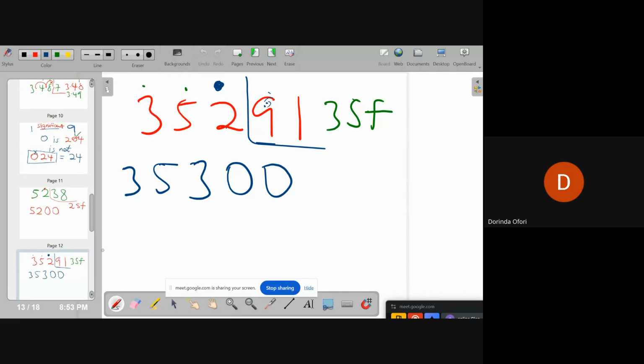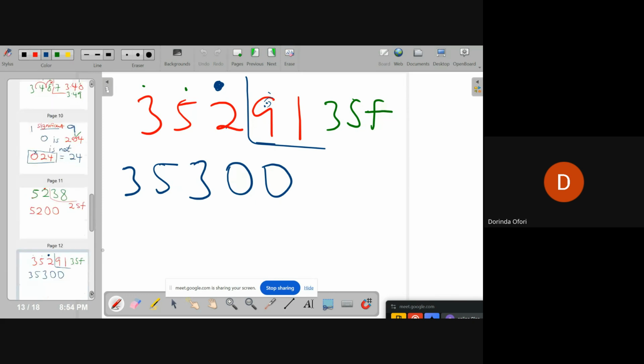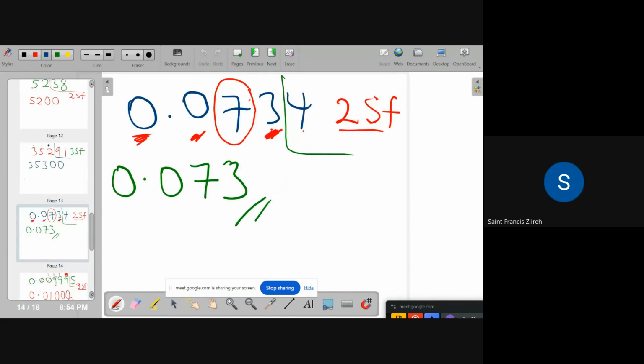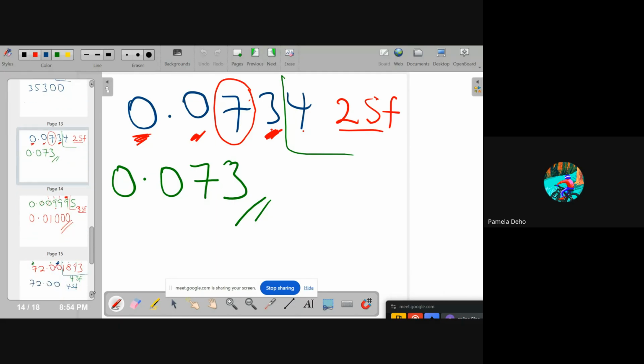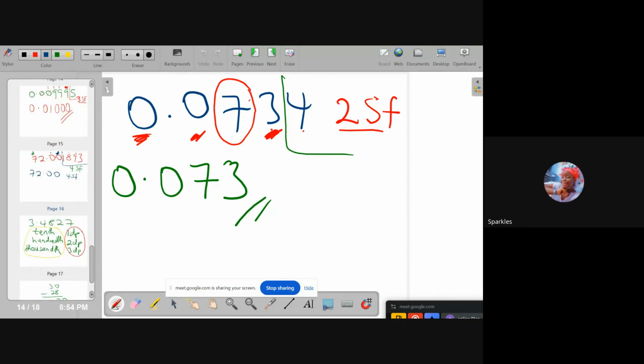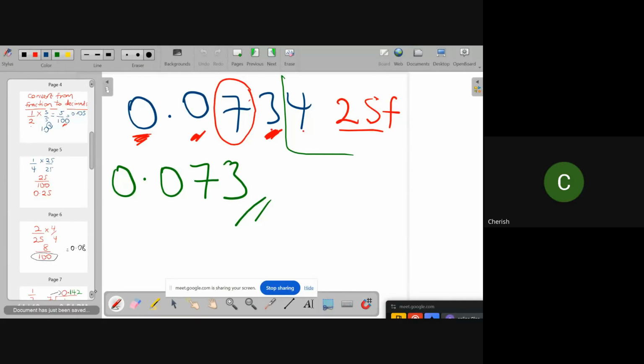Sir, you said 0 is not a significant number. So why did you include it among the significant numbers? He said it depends on where the 0 is.